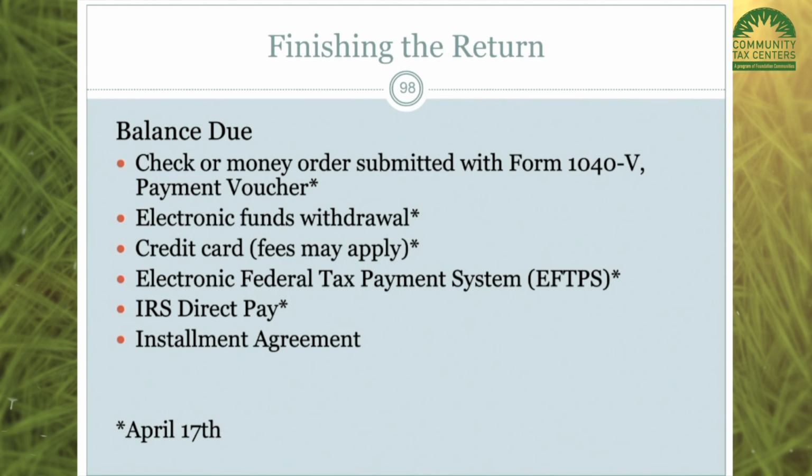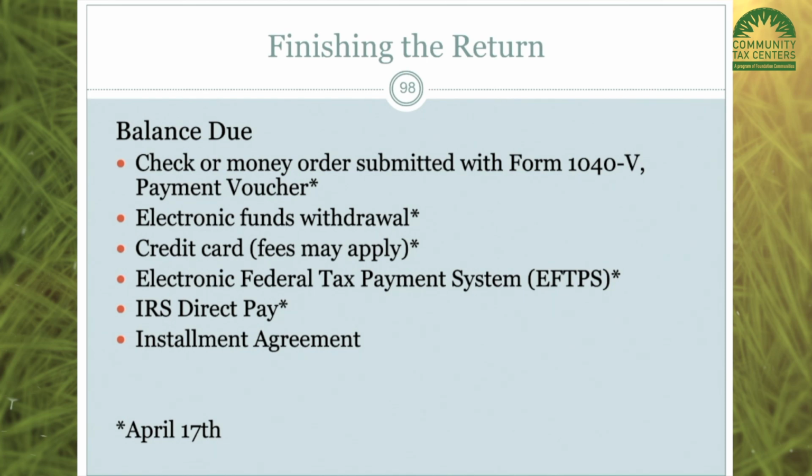That 1040B voucher includes the taxpayer and spouse, the taxpayer's name. It's going to have their address, the amount due, and it also provides where they can go and mail that payment to. They want to try to pay as much as they can by April 18th. You'll see 17th, but it's actually April 18th that they want to pay as much as they can by that due date.